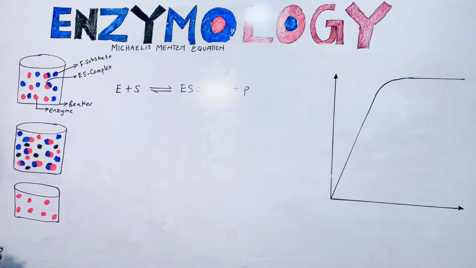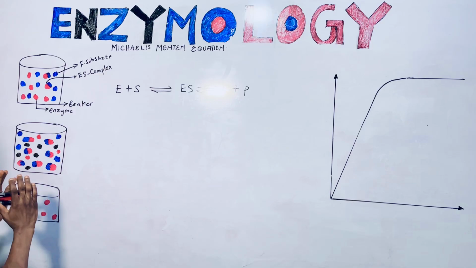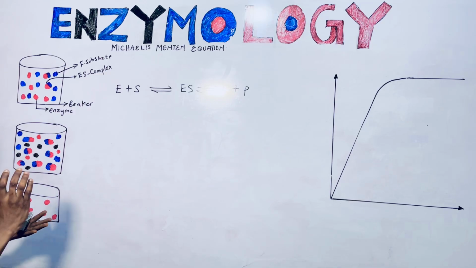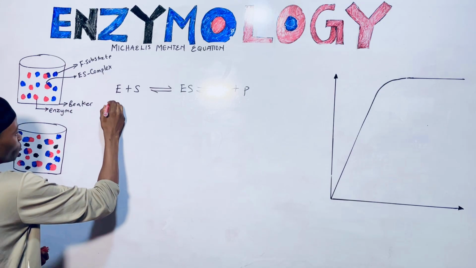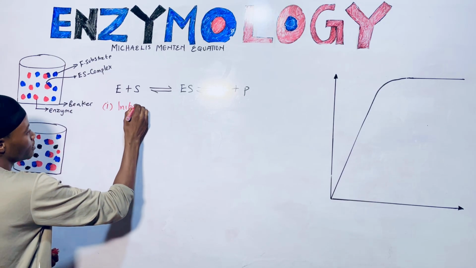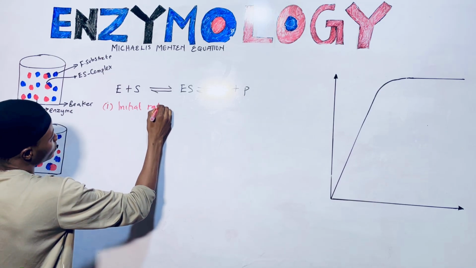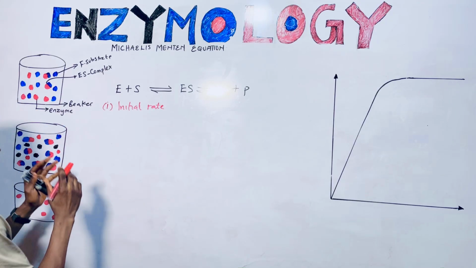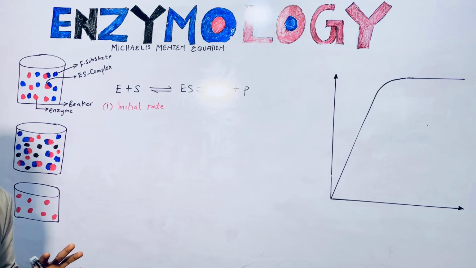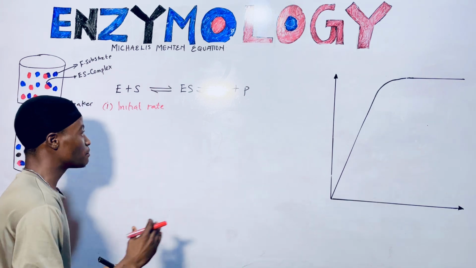Now let's focus on this. The first assumption, as far as Michaelis-Menten is concerned, is basically the initial rate assumption, right? That is the assumption of the initial rate. This particular assumption is very, very important to explain the initial velocity of the enzyme-catalyzed reaction.